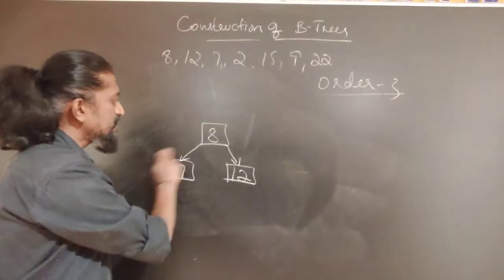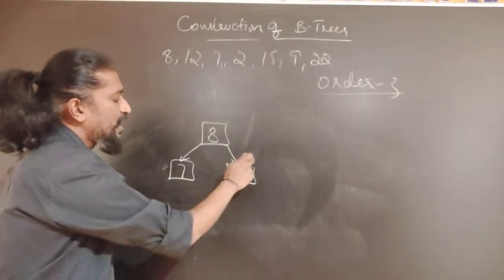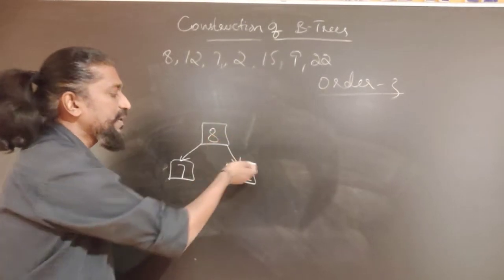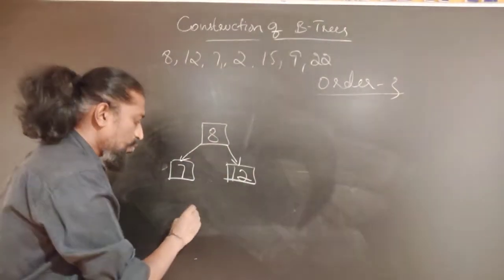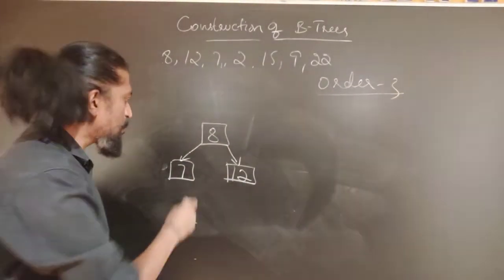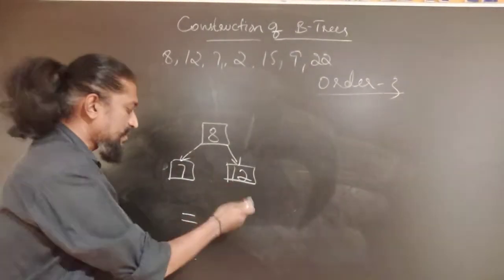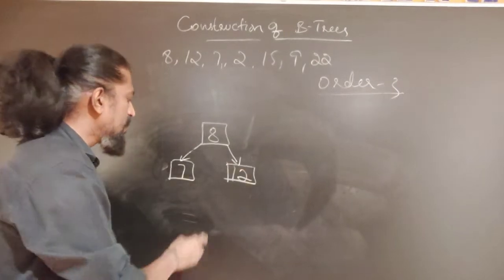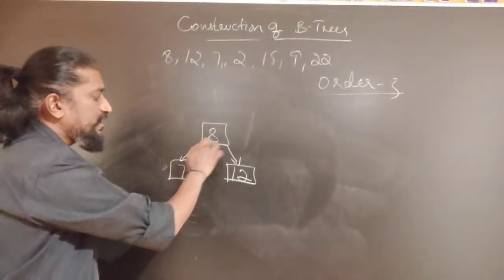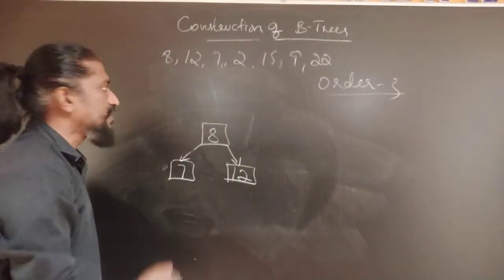So the keys present in this subtree will be less than or equal to 8, and the keys present in this subtree will be greater than 8. So there is no equal to condition. In the previous case we had less than or equal to and greater than, so that equal to condition we can eliminate, and these keys will be less than 8 and these keys will be greater than 8.